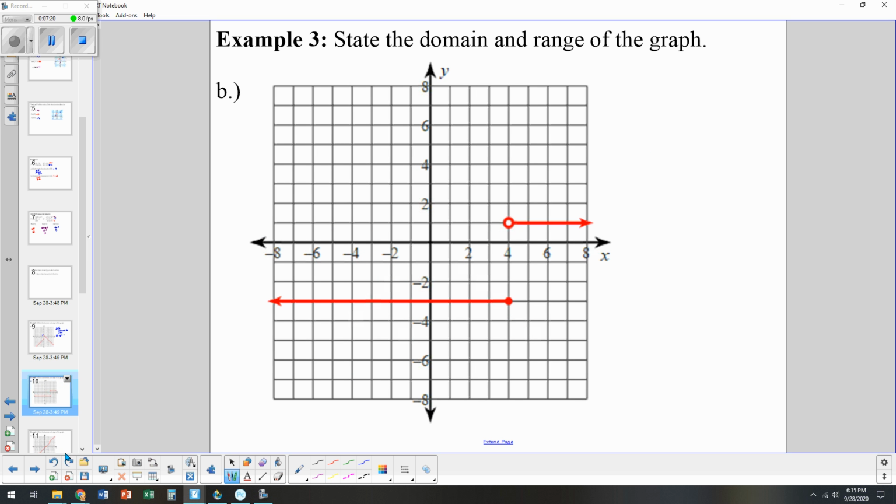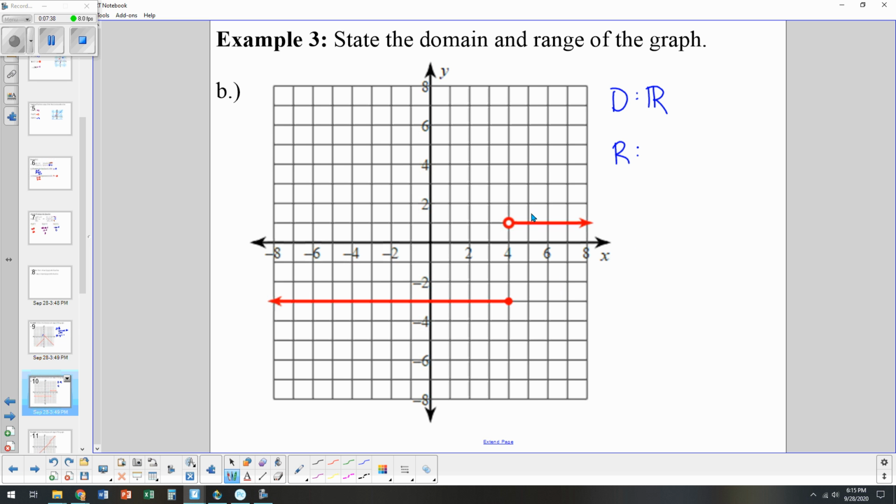All right, another example here, domain and range again, so the arrow goes forever to the left, forever to the right, and there's nothing in between, no x values between this closed circle and this open circle. So my domain is all real numbers.